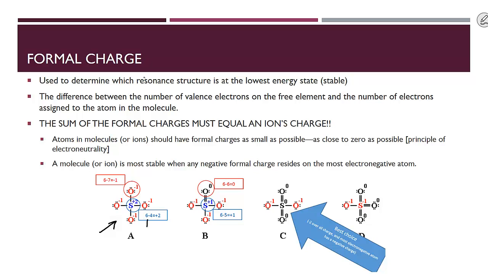Sulfur in column 16 has 6 valence electrons. It only owns 4. Each bond only counts as 1, so 1, 2, 3, 4. So sulfur's formal charge, the way we drew it, is a +2. That makes this Lewis structure, while valid and a resonance structure for other options, not the best option. It has too much energy.